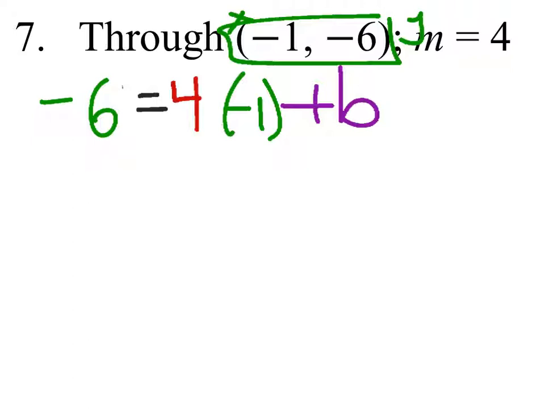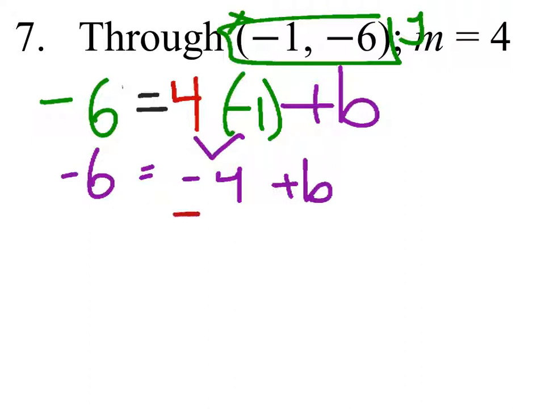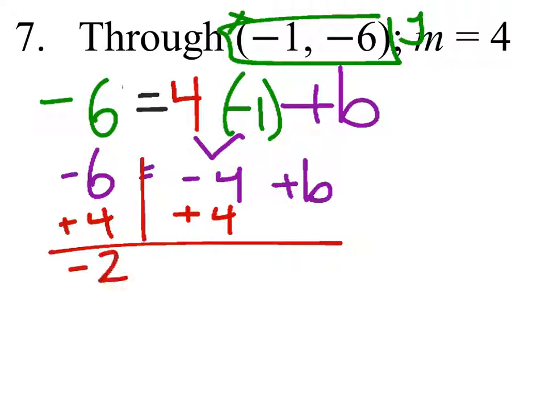So right here, I'm going to take 4 times negative 1, which is negative 4. It's still plus b, by the way. Now, before we were using something like x, but it doesn't matter. Now, I would add 4 to both sides to solve for b. And I get negative 2 equals b.